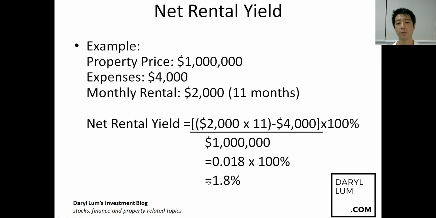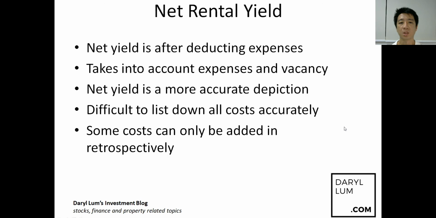If you watch my previous video, you know that gross rental yield is higher than net rental yield. I would say it's not often the case, it's always the case, because gross rental yield does not account for expenses. Whenever there's a deduction, obviously it will be lower. So net rental yield is never higher than gross rental yield. Net rental yield is after deducting expenses, and because it takes into account expenses and vacancy of your property, it's a more accurate depiction of the return that you are getting.